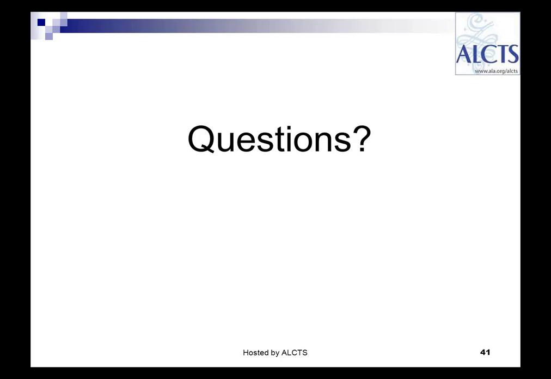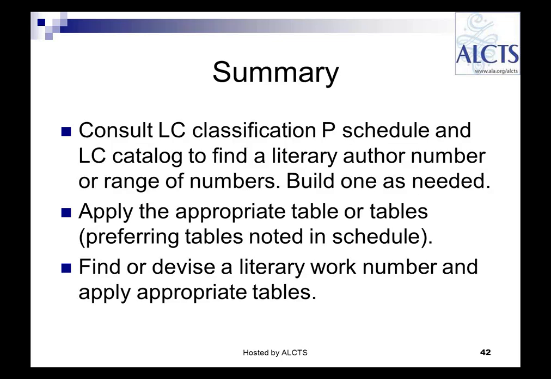Do you have some final slides to show? Yes, I do. I'm right at my end now. This is the summary. This is what you do in establishing a number. First, of course, consult the LC Classification P Schedule and the LC Catalog to find a literary author number or range of numbers. Build one if needed. Apply the appropriate table or tables, preferring tables noted in the schedule. Then find or devise a literary work number and apply appropriate tables if you're cataloging a specific literary work.